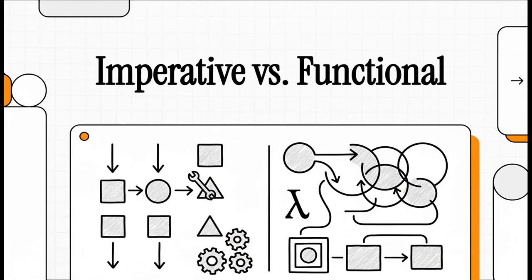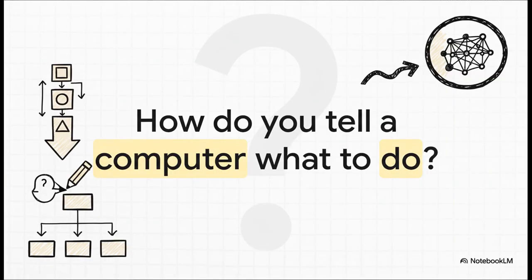These two ideas have shaped pretty much everything, from the OS on your laptop to the AI in your phone. So let's just start right there. How do you tell a computer what to do? Now, if you're a computer science student, your first thought is probably, well, you write a list of commands, right? Line after line. But believe it or not, that is only half the story.